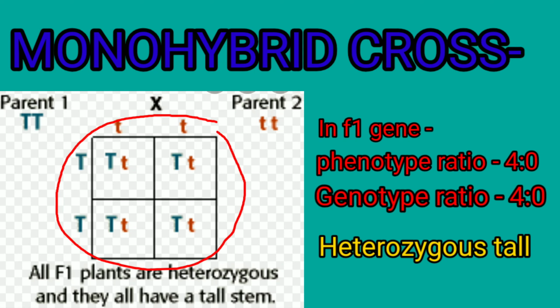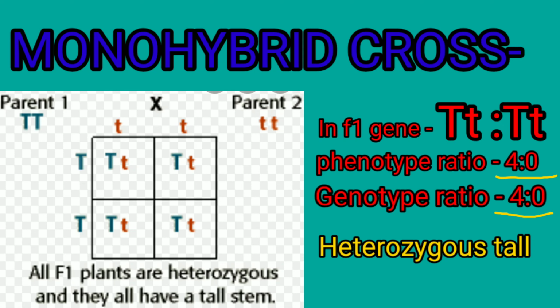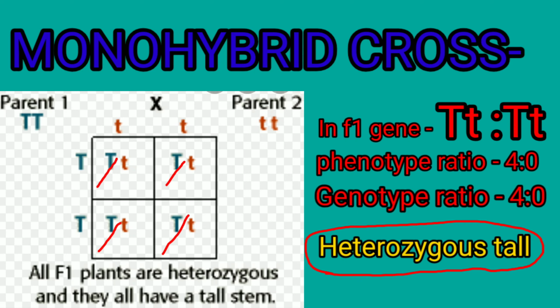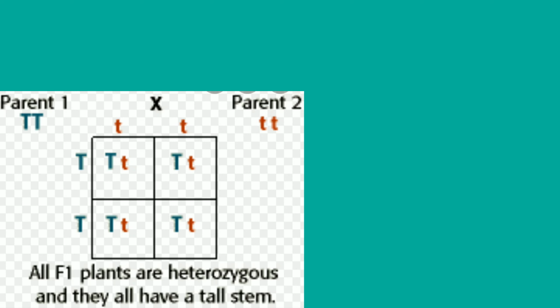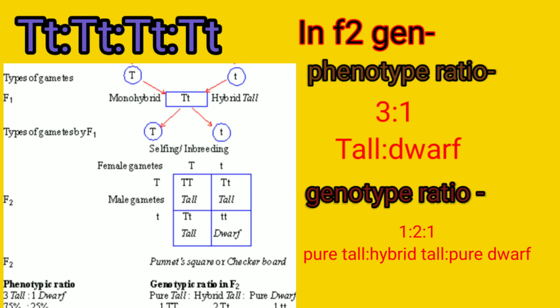We will get the ratio of 4:0. The phenotypic ratio is 4:0 and the genotypic ratio is also 4:0. Phenotypically all plants are tall, and genotypically all plants are heterozygous, that is, they have capital T and small t. In the F2 generation, we will cross the F1 members, capital T small t crossed with capital T small t.